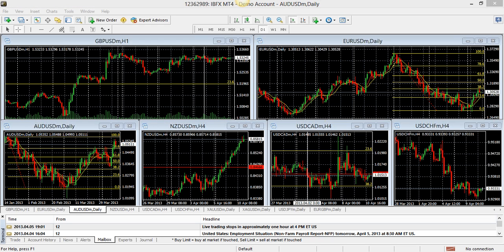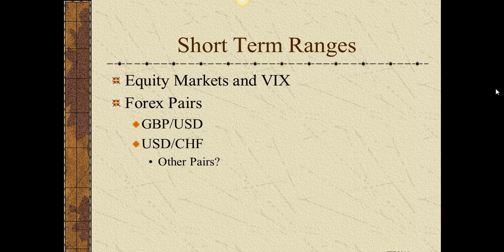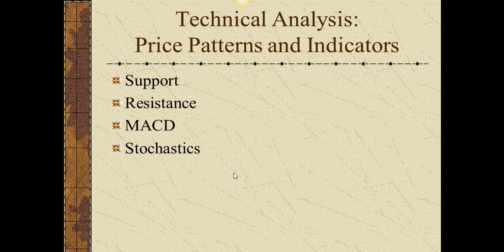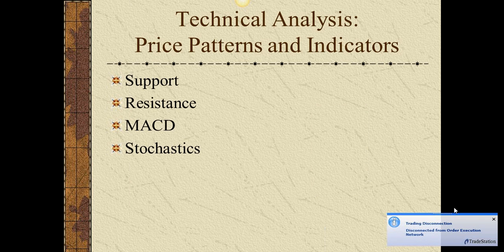All right, so let's move back into the slides and finish up. And just to finish up here, technical analysis, price patterns and indicators. So I just talked about resistance in the Aussie dollar versus US dollar. I talked about support in the US Canadian. And then just a couple of indicators that help you in range-bound markets. Remember, not every indicator works in every type of market, so be aware of that. So you have a MACD, moving average convergence divergence, and you have stochastics. Those work well in range-bound markets.